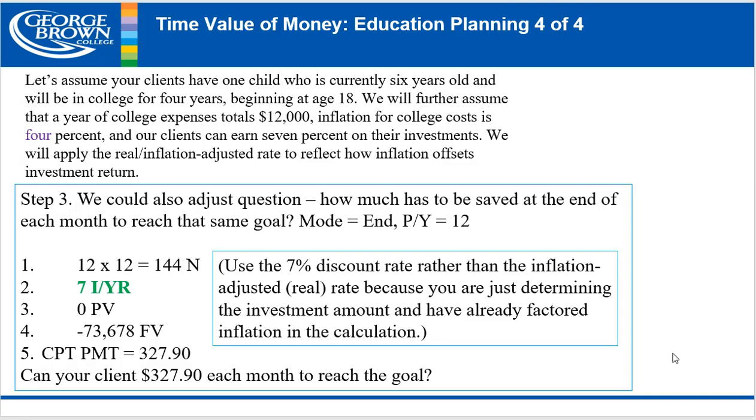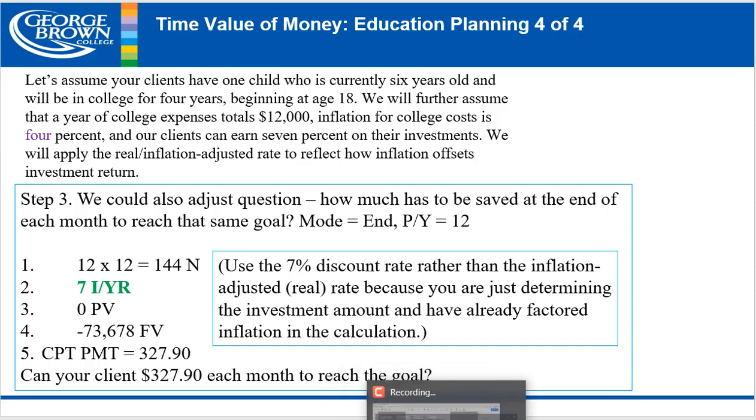Okay, this is the last slide for this video. We're doing step number 3. The last calculation that we did, we calculated the present value as a lump sum. That would be for insurance purposes planning. But now we're taking that step number 3, we're changing it, saying, what would be the monthly savings we would need at the end of each month?